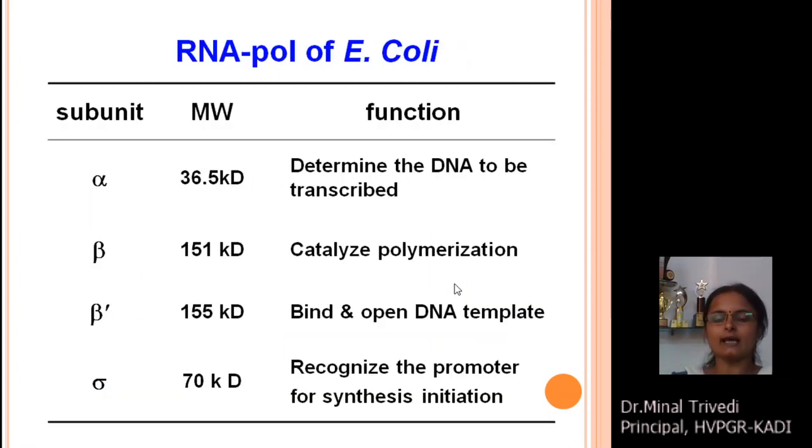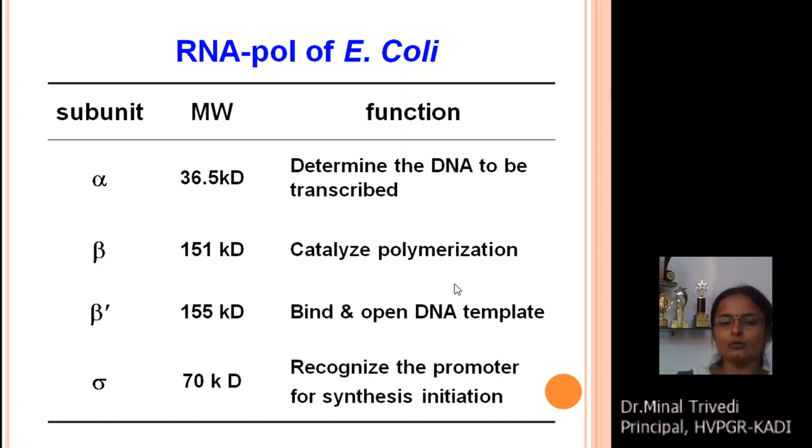Now every subunit has a different molecular weight and a different function. The core enzyme consists of 2 subunits of alpha, each alpha subunit having 36.5 kilodalton molecular weight, and it determines the DNA to be transcribed. The beta subunit has a molecular weight of 151 kilodalton, and it catalyzes the polymerization of the RNA molecule. The beta prime subunit has activity just like a helicase, which binds and opens the DNA molecule by breaking down the hydrogen bonds.